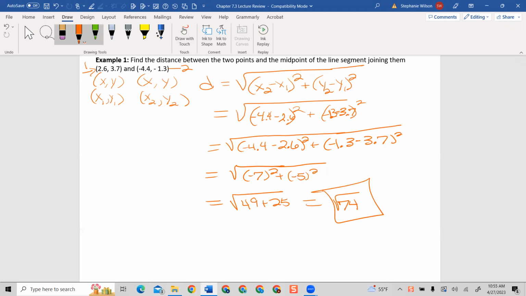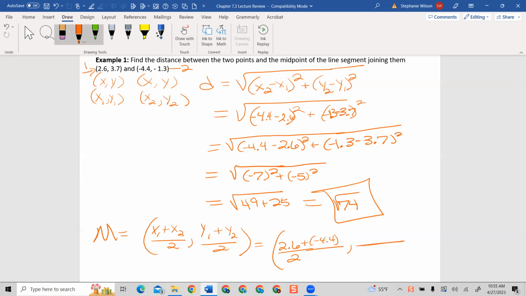All right. Midpoint. We are going to take x from ordered pair 1, add it to x from ordered pair 2, divided by 2, comma. Y from ordered pair 1 plus y from ordered pair 2 divided by 2. Let's plug it in. Now, my x is 2.6 plus the negative 4.4, comma. Y is 3.7 plus a negative 1.3.